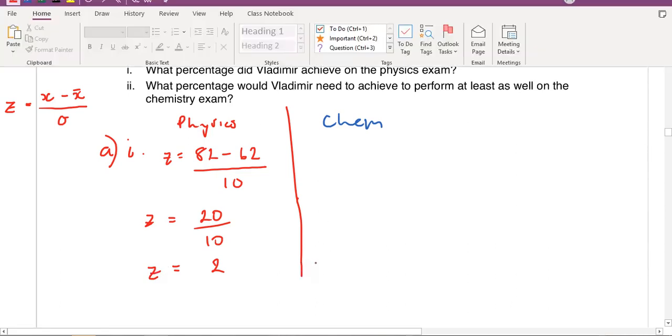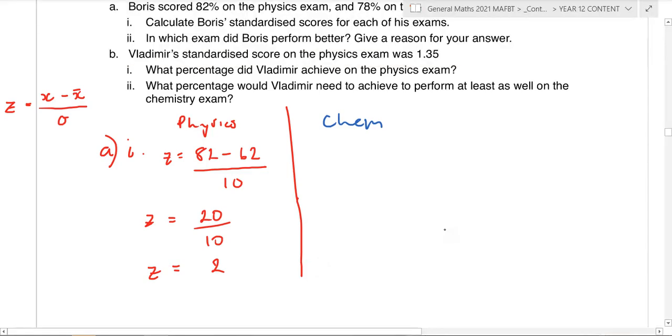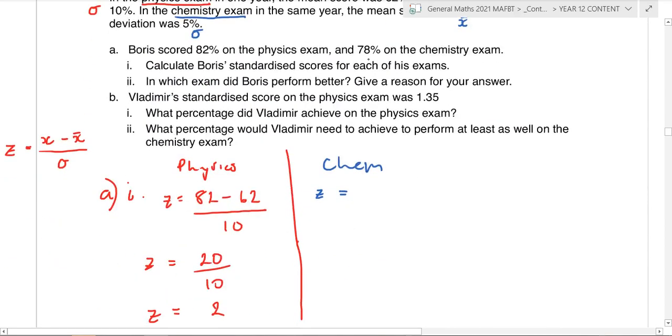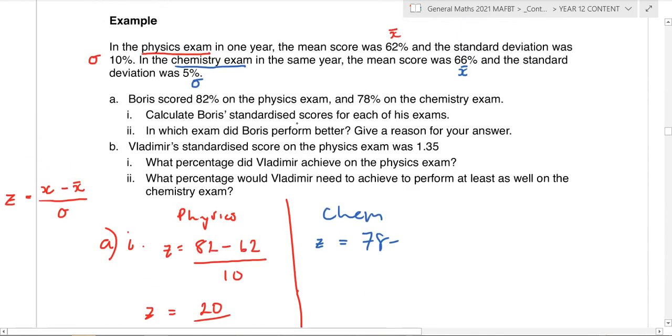Now let's do it for chem. What we're looking for here is which one would be higher. Let me actually do it, and then we'll explain it. For chem, his score, you can see there, was 78. Take away the mean, which for chem is 66. You've got to make sure you use the correct values. And the standard deviation was 5.